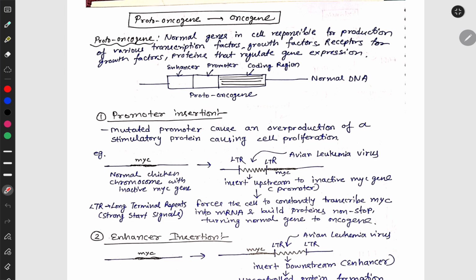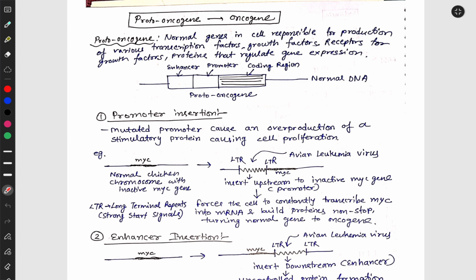So proto-oncogenes are the normal genes in the cell responsible for production of various transcription factors, growth factors, their receptors, and proteins that regulate gene expression. So proto-oncogenes are normal structures. Now what happens, due to some process like point mutation, translocation, gene amplification, or some insertion deletion, these proto-oncogenes are converted into oncogenes. Now these oncogenes are genes capable of causing cancer, leading to mutated proteins, uncontrolled cell division and cancer.